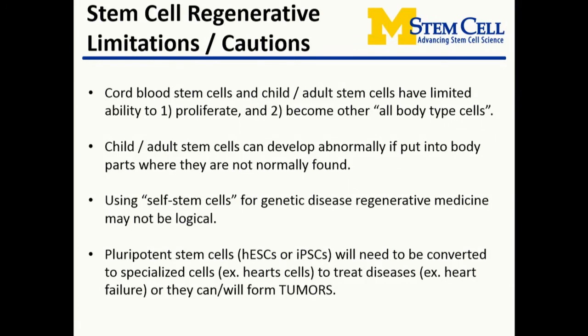Using self stem cells for genetic diseases or regenerative medicine of genetic diseases is really almost illogical. To say that I've got type 1 diabetes or I've got cystic fibrosis and I'm going to take one of my own fibroblasts, reprogram it, and make it a nerve cell to treat my disease, if it's caused by a genetic defect, we have just made a cell with that same genetic defect. So those are important things to remember.